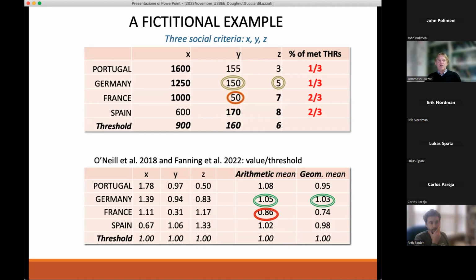And if you look at Portugal, if we aggregate through arithmetic mean, Portugal is considered to be in the donut, but if you aggregate by the geometric mean, due to the very poor performance in indicator Z, we can consider it below the threshold.